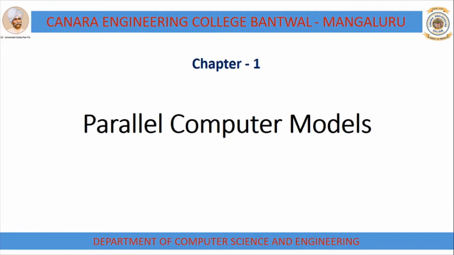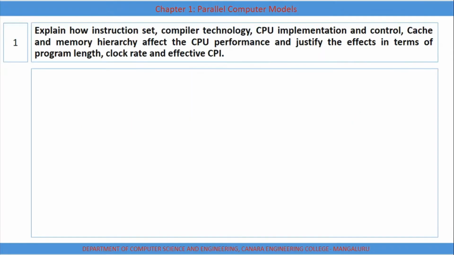Parallel Computer Models. First question: explain how instruction set, compiler technology, CPU implementation and control, cache and memory hierarchy affect the CPU performance, and justify the effects in terms of program length, clock rate and effective CPI.